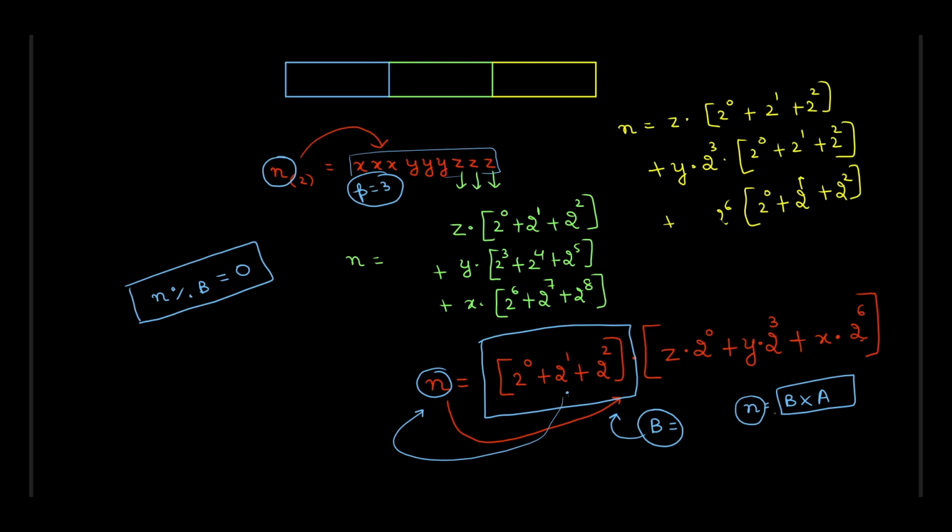No, because you also have to make sure that the other divisor, so n can be written as B into A, so n can be written as a product of two divisors. So the other divisor should also look like this. But how do you find out whether a number looks like this? And this is where a reusable technique will come into play. So we are interested in figuring out if a number m has this pattern, which is z into 2 to the power 0 plus y into 2 to the power 3 plus x into 2 to the power 6.